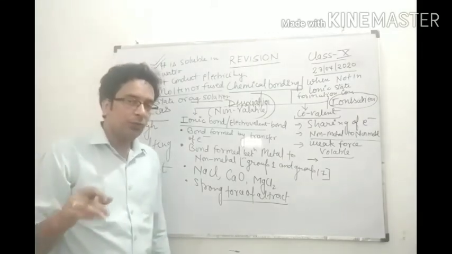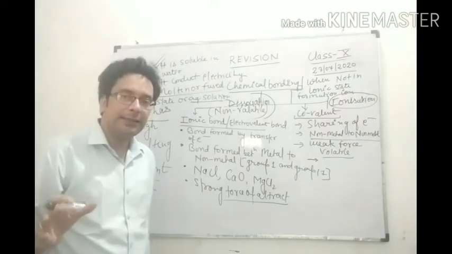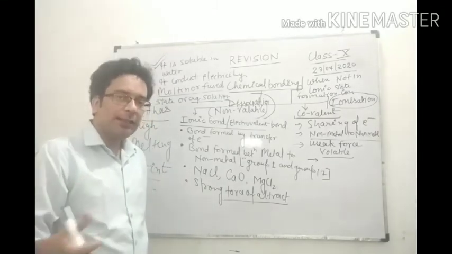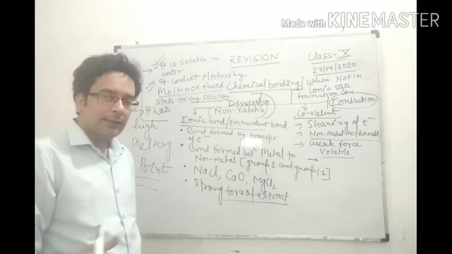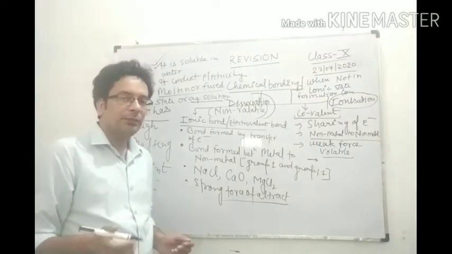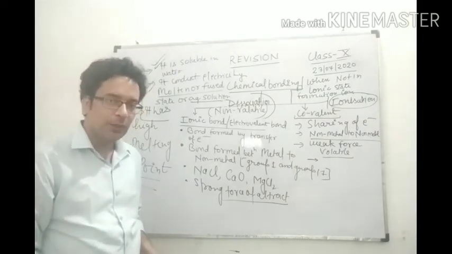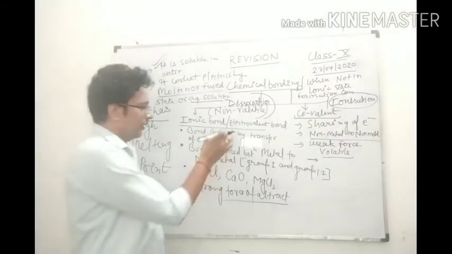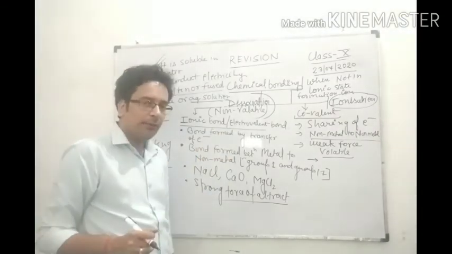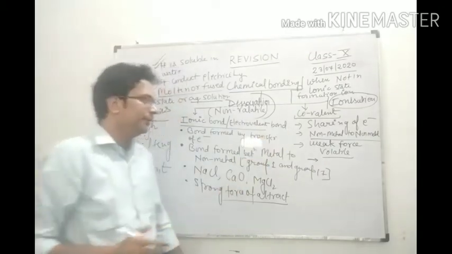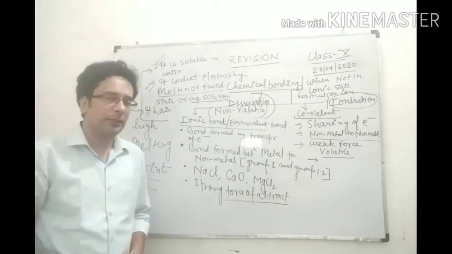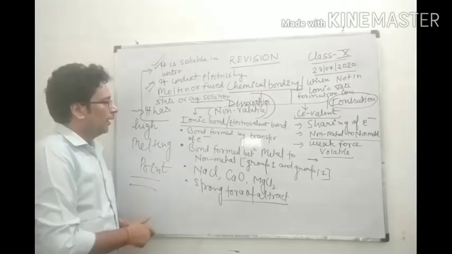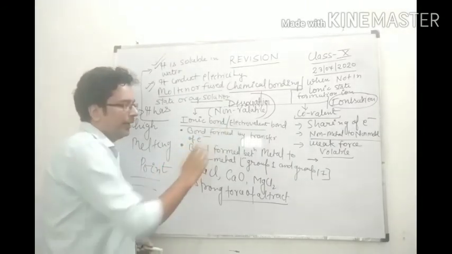And molecules which are already in the ionic state, when dissolved in water, the ions separate from each other. This process is known as dissociation. Dissociation is shown by ionic or electrovalent compounds, and ionization is shown by covalent molecules. So these are the points related to ionic bond and covalent bond.